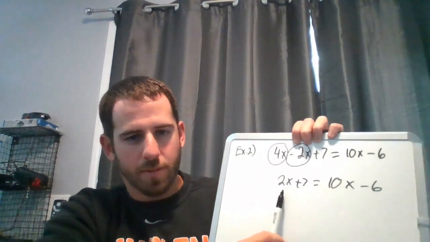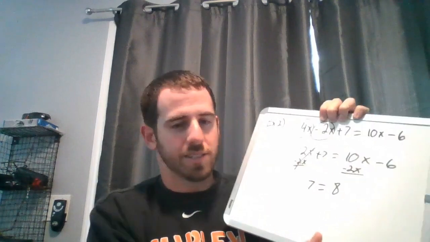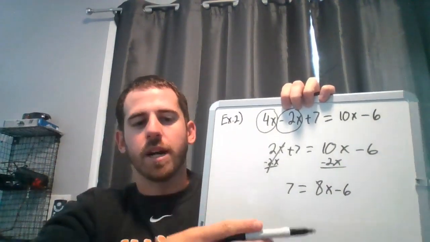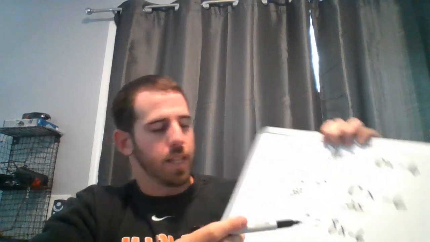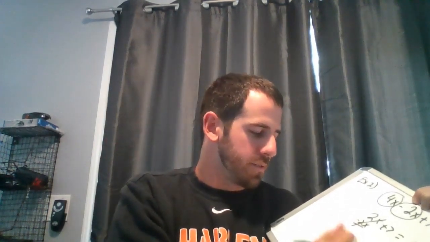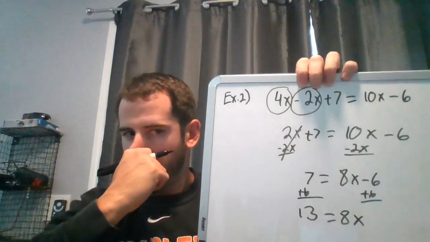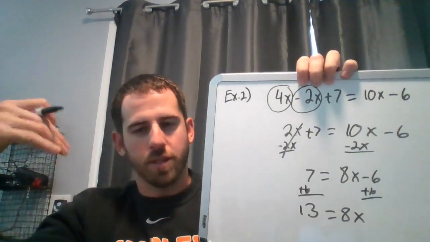So I'm going to take this 2x and move it to the left. I'm going to subtract 2x from both sides. We get 7 equals 8x minus 6. Again, it's a two-step equation. So if you move the variable to the right, we now need to move that number, negative 6, to the left by adding it to both sides. So I get 13 equals 8x. From there, our last step, as we know many times, is to divide. So let's divide by the 8.